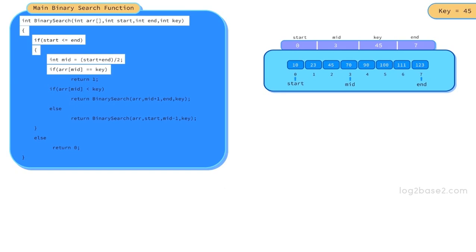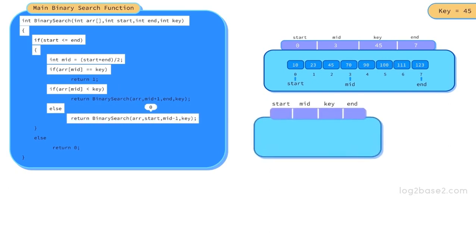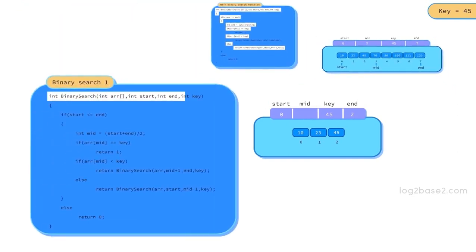So check if element at index 3 is the key 45, and it is not. So check if this middle element is less than the key, and it is not. So 45 can only be present in the left part. So we have written binary search of array, start 0, mid minus 1, that is 2, and key 45. So from binary search function, we are calling binary search with the same array, start as 0 and end as 2. Let us say this is binary search 1. And whatever this function binary search 1 is returning, that value will be returned by this main binary search also.